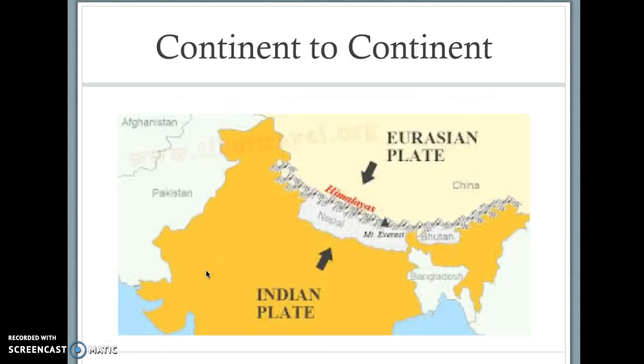Next, we have continent to continent convergence. My example is the Himalayan mountain range. You have the two different plates right there, the Indian plate as well as the Eurasian plate. Now, this is where things get interesting. There's not a whole lot of subduction here. What you have is two very dense plates colliding together, which causes a lot of folding, building up lots of pressure, and forming mountain ranges.